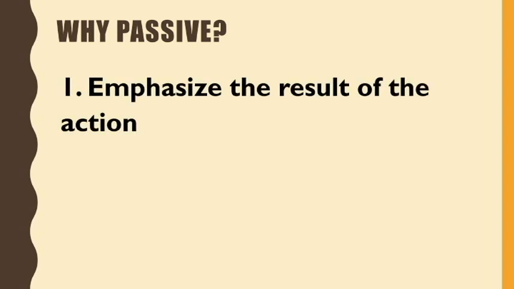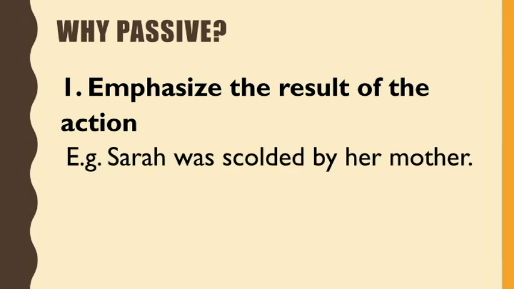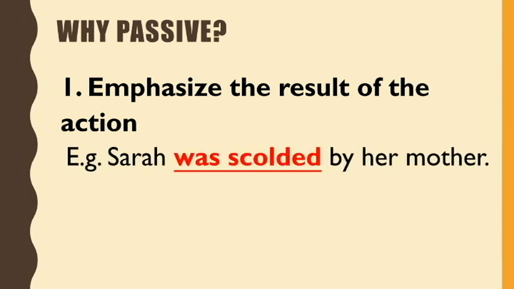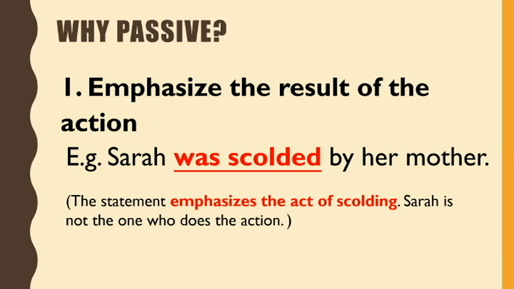So why do we have to use passive voice? Because we would like to emphasize the result of the action. For example, Sarah was scolded by her mother. Here, from the example, was scolded is in passive form. So the statement emphasizes the act of scolding. Sarah is not the one who does the action. Her mother does.